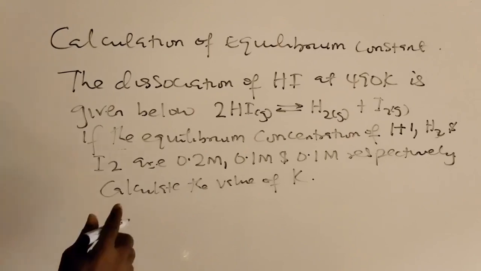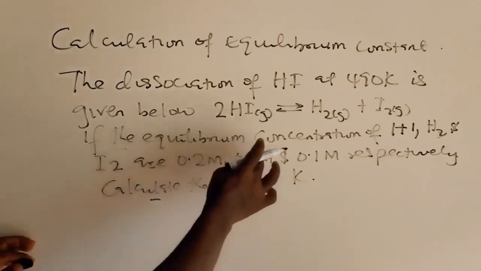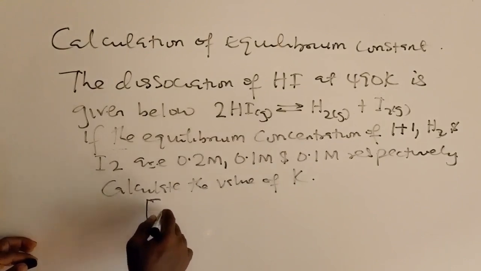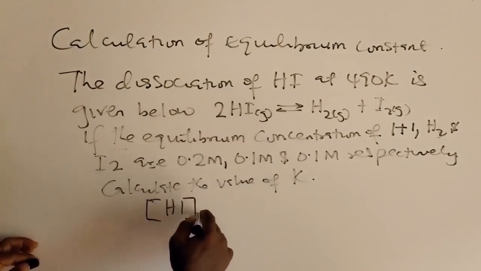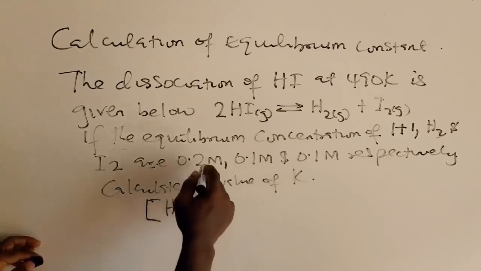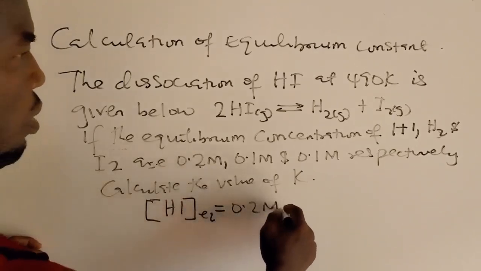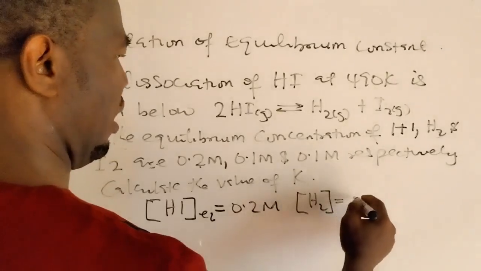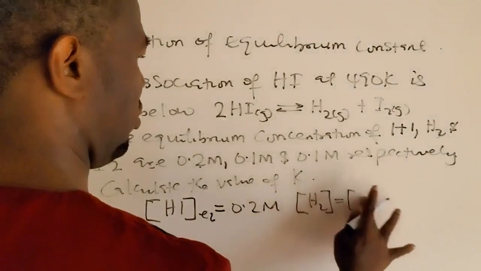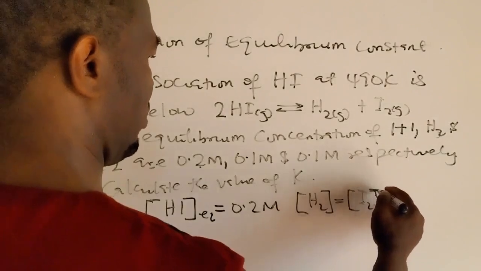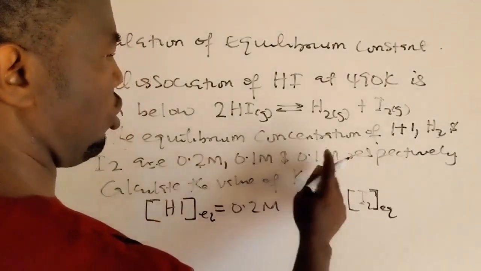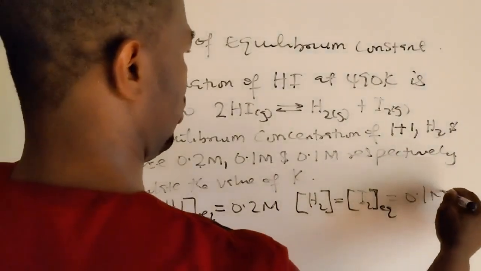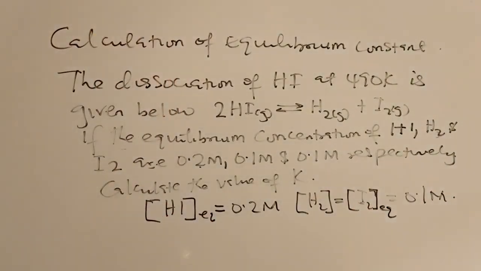So here we are given the equilibrium concentration of hydrogen iodide, which we can write as HI at equilibrium as 0.2. The equilibrium concentrations of hydrogen and iodine are equal in the equation, given to us as 0.1 mole per dm cube each. So we have to use these values to calculate the equilibrium constant of the reaction. That is a very easy question.